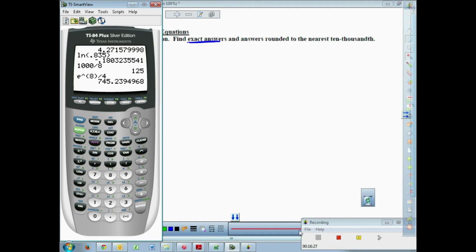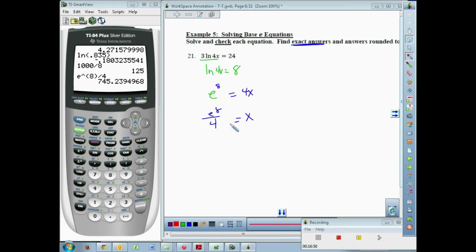Let me look. So let's round that to the nearest ten-thousandth, and x would be about 745.2395. You with me on that? See how I just kind of kept it on one line? Let's check it. Where do we substitute it back in at?